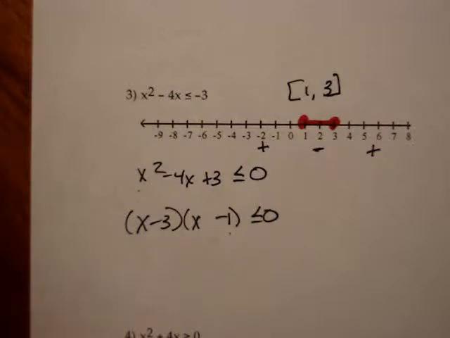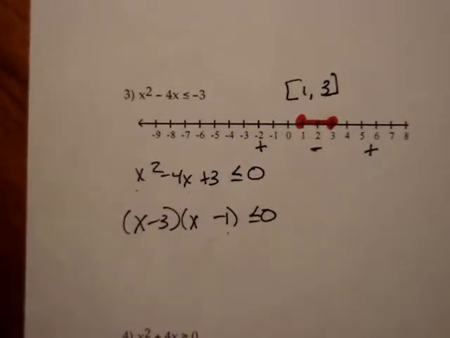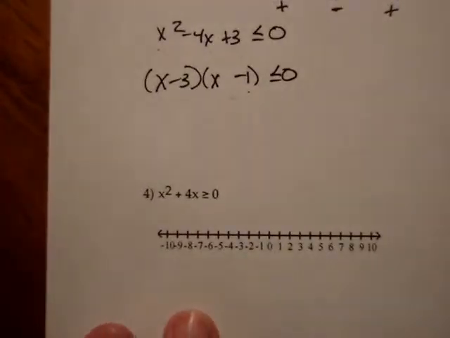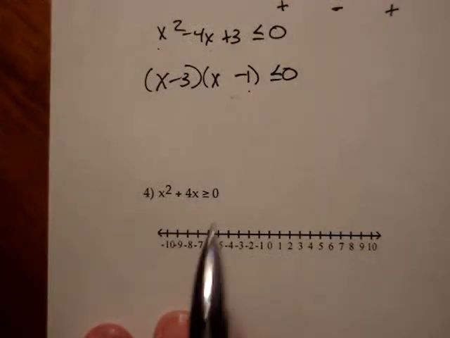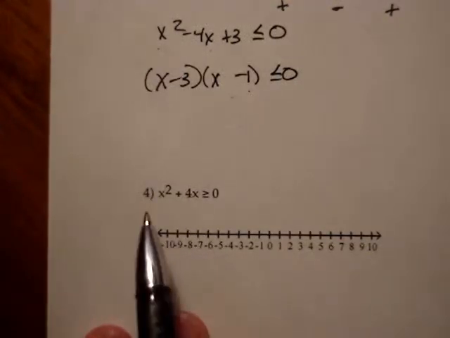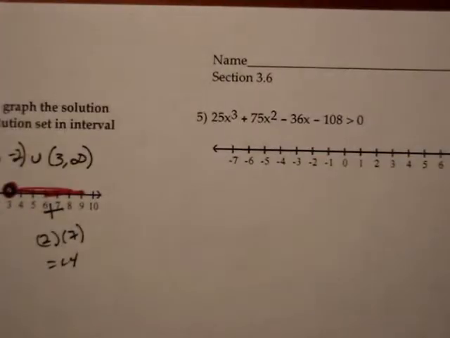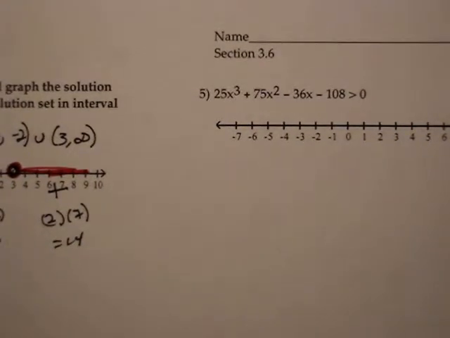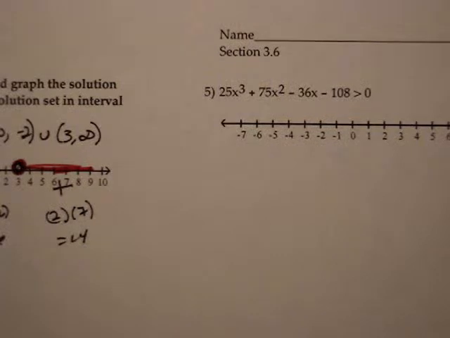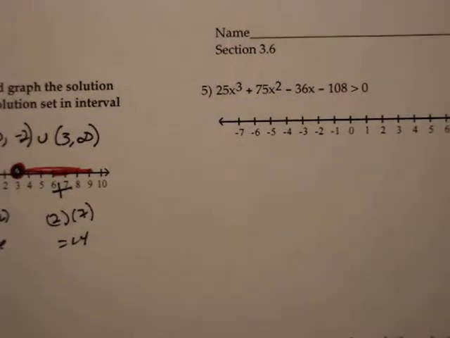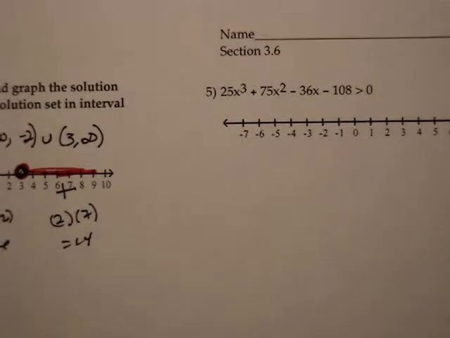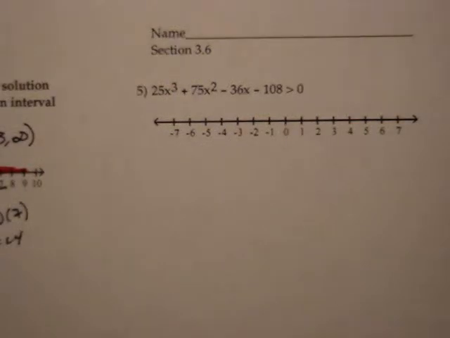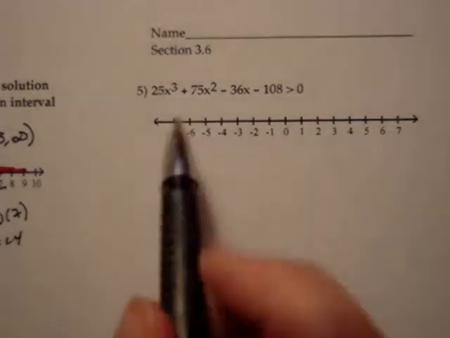Okay. So 4 is the same. You've got to factor. I'll give you a hint. Factor out an x. Okay. And 5 is the same. You've got to factor. Factor by grouping. And let's do that one. Okay, number 5. So you guys do 4, I'll do 5. Factor by grouping.